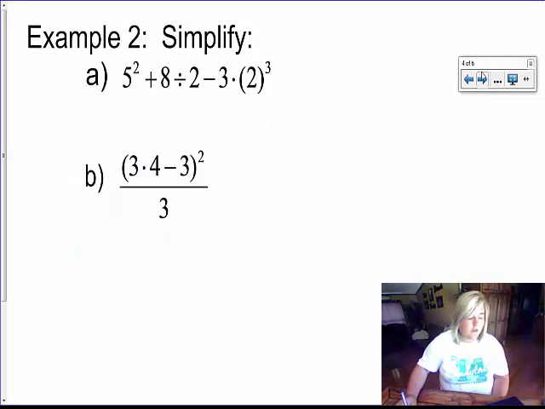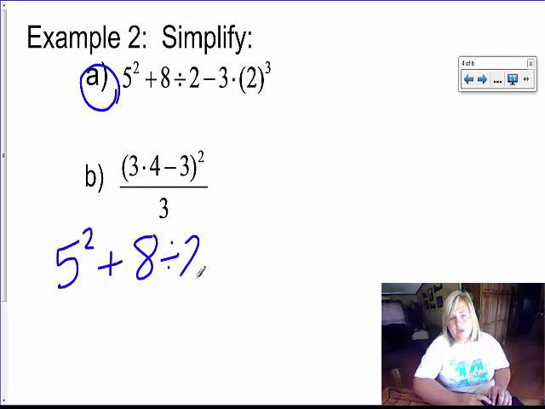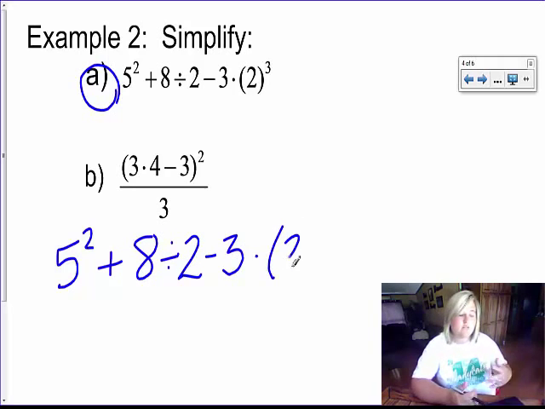Example 2, we have two separate problems here to simplify. So what we're going to do is I'm going to help you do A, and then I want you to do B on your own paper. So on A, we have 5 squared plus 8 divided by 2 minus 3 times 2 to the third power.